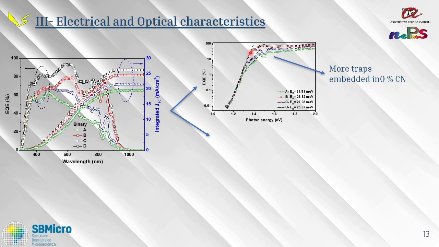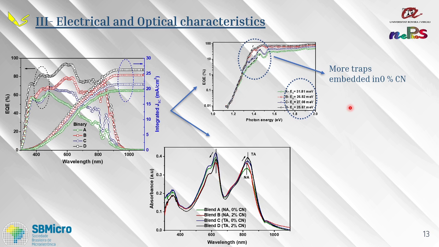Also, it was interesting to see two slopes obtained for the 0% chloronaphthalene devices, which also explains the drop in the absorption in the EQE above 800 nanometers. This indicates more embedded traps that inhibit the current or the separation, or create more defects that decrease the fill factor and the JSC, as seen in the table of the JV curve.